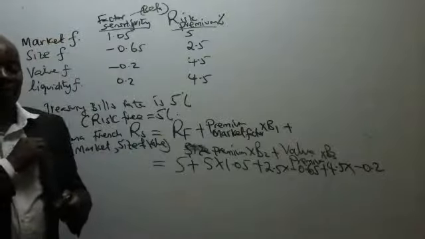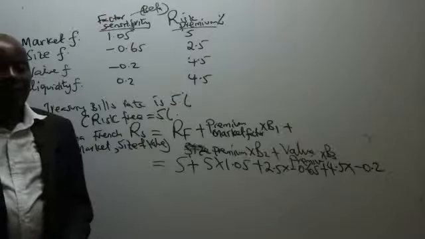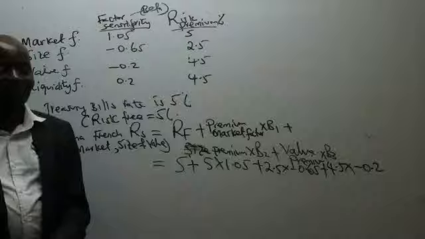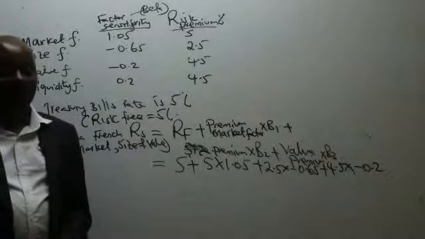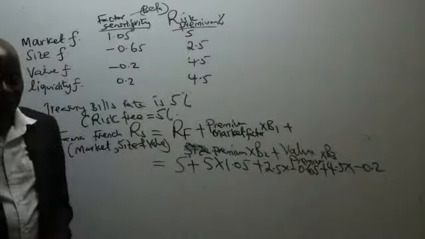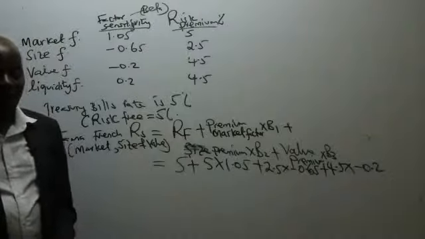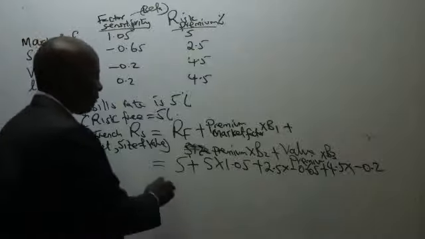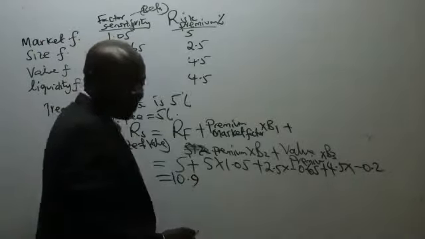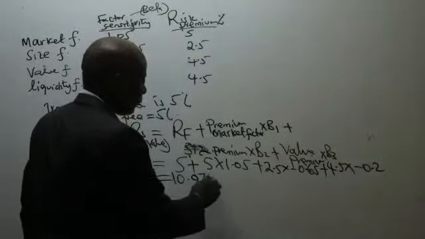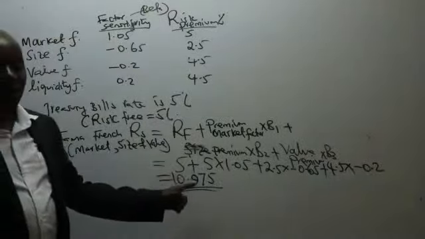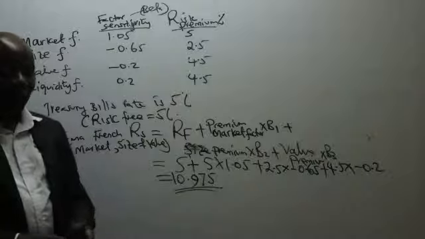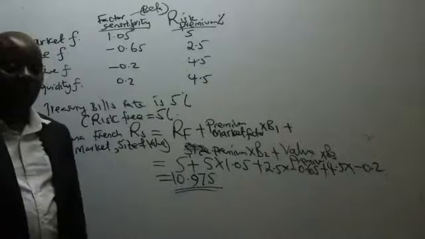So is there somebody who can give me the value? Anybody who can give me the value here? The Fama-French returns. According to Madam Ellen, the Fama-French returns are supposed to be 10.975, like that. Can somebody else second Madam Ellen? Is there anybody who is able to get this figure of Fama-French?